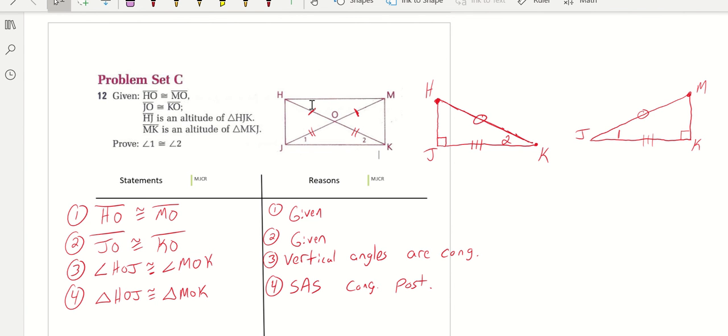Look at HK. One tick mark, two tick marks. Look at MJ. One tick mark, two tick marks. By the addition property, we know that HK must be congruent to MJ. And now you're looking at these two triangles.